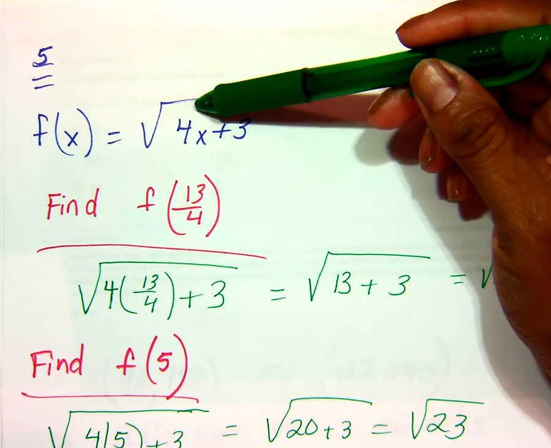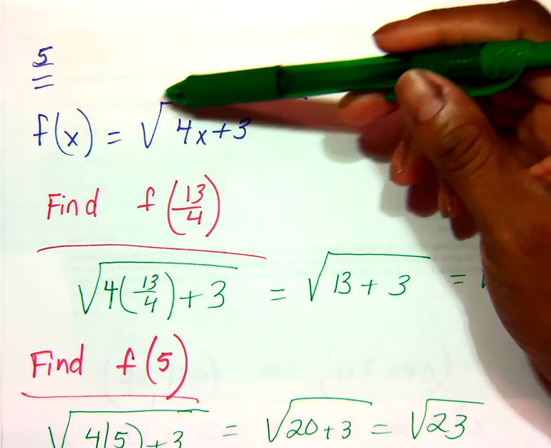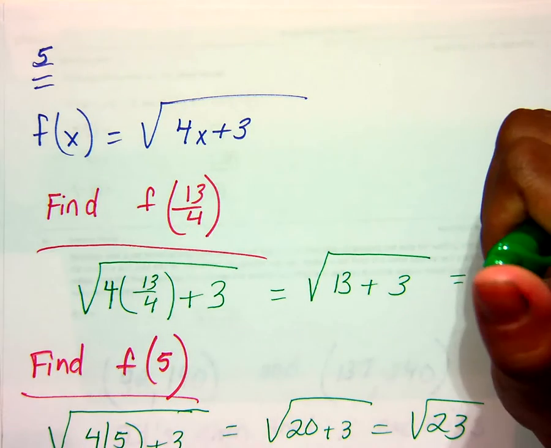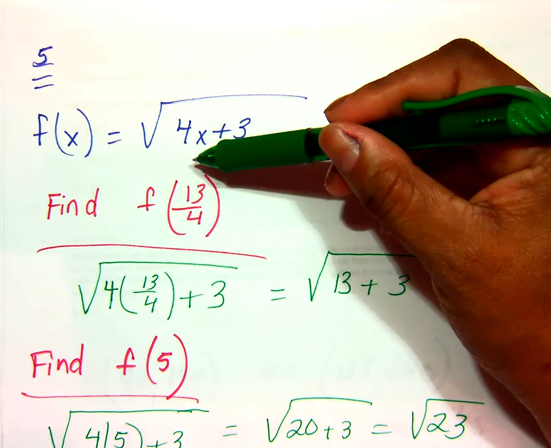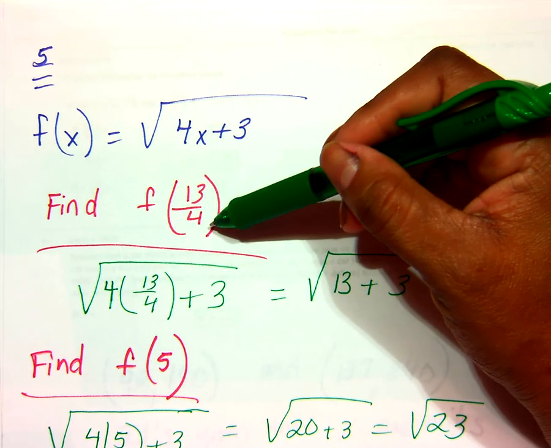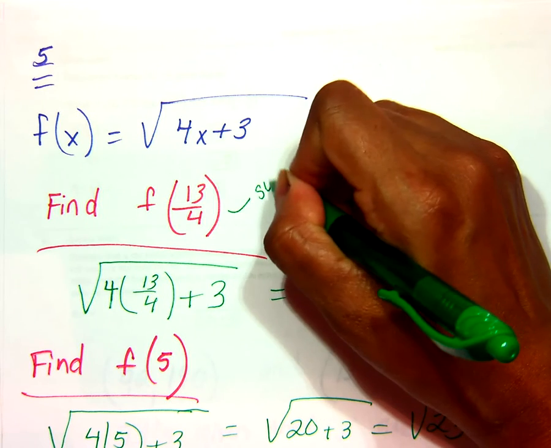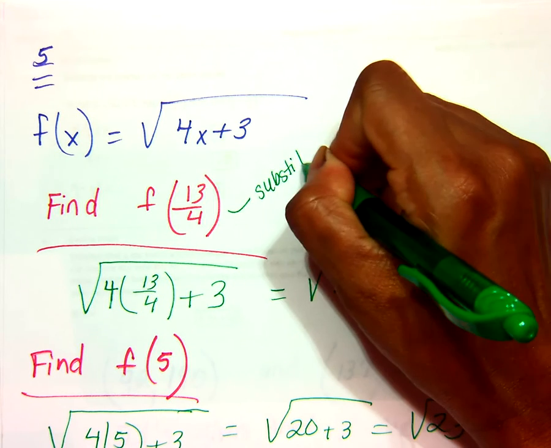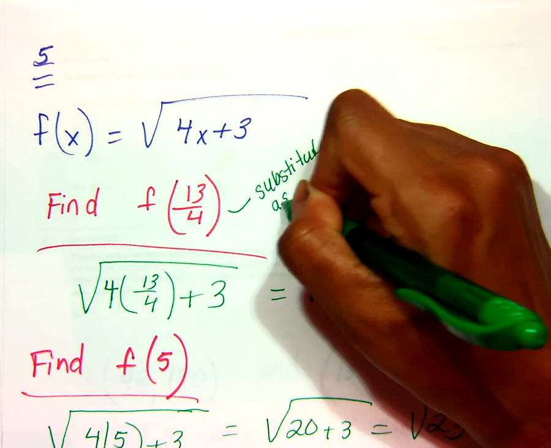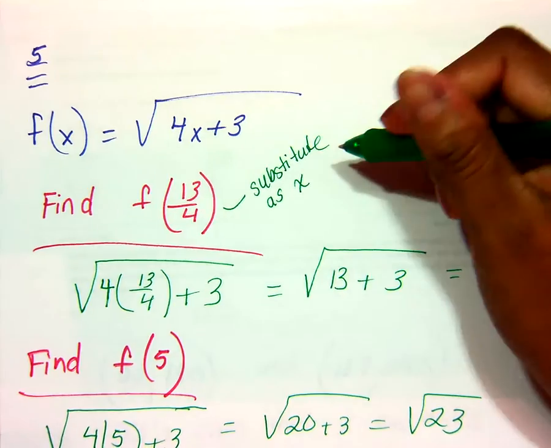Here's your actual function. So this is your equation, f of x equals the square root of 4x plus 3. What it's asking you to do is find f of 13 over 4. Well, what in the world does that mean? Well, let's simplify that by substituting. Wherever you see an x, you're going to substitute that in.